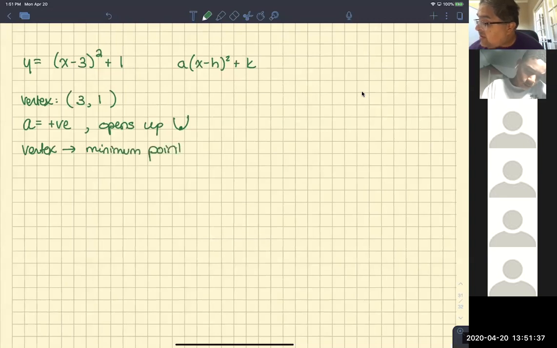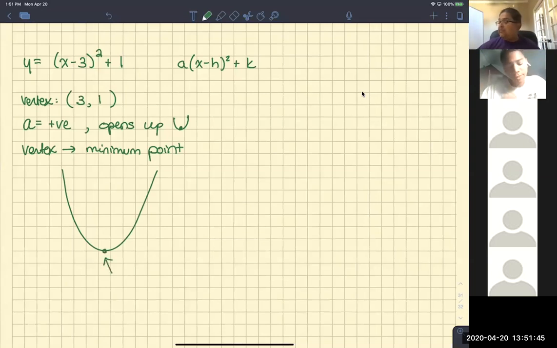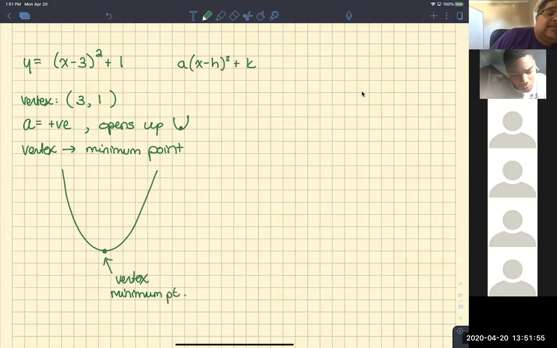So if I graph this equation on a coordinate plane, this is how it will look. And this will be your vertex. So it is a minimum point. So what does that mean? That means the smallest output, or the smallest value of y that this function will give you, is 1. It will occur only when you plug in 3 for x. If you plug in any other number for x, you're going to get something larger than 1.